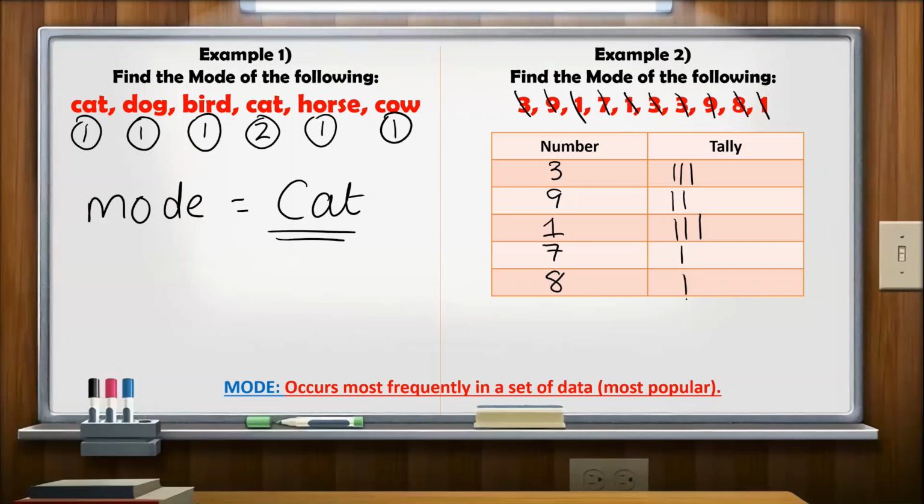Now that you have filled out your tally chart, you can see in the tally column which numbers come up the most. And in this set of data, I have 2 numbers that come up the most. Now you may be wondering, can we have 2 modes? And to answer your question, yes, we can. So the mode for example 2 is going to be the number 3 and the number 1, as these 2 numbers come up the most in my data set.